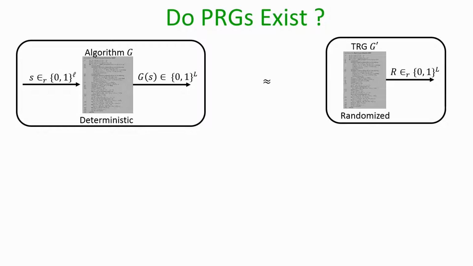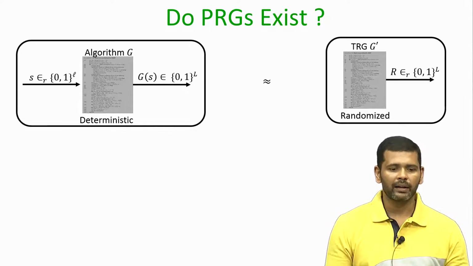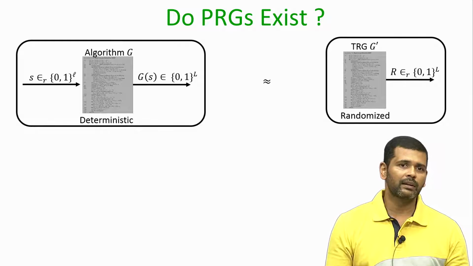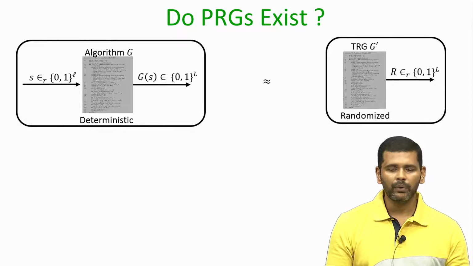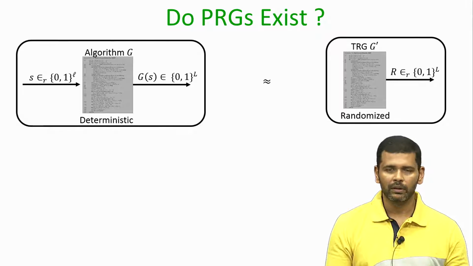And to recall, a PRG is a deterministic algorithm which takes a seed or an input of size little l bits, which we denote by S, and it expands its output and produces an output which is significantly larger than the input. The security of PRG means that the output of this deterministic algorithm G should be computationally indistinguishable from the output of a truly random generator of the same size, right.